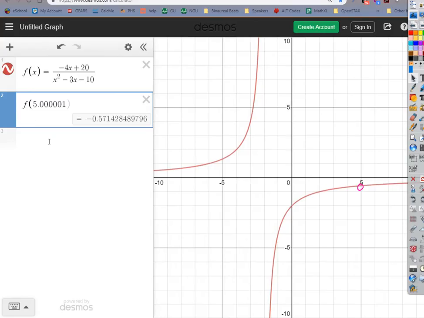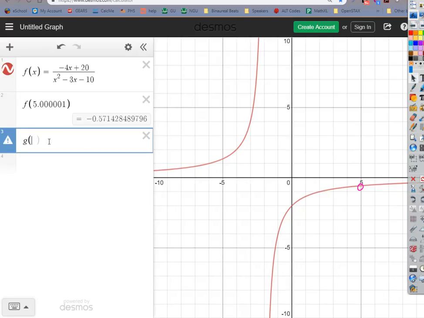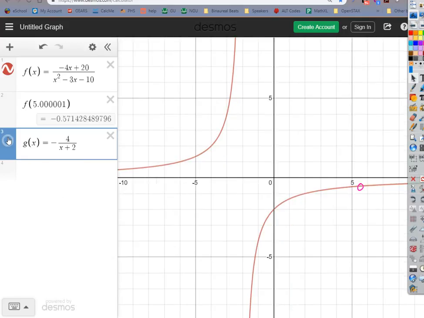So if we graph g of x equals, what was it, -4 over x plus 2, right? It's the same thing. Look at that. If I turn g of x off, look what happens. It exactly overlaps. I guess I got to move him over, don't I? It exactly overlaps with the red function, doesn't it? Is it exactly the same?